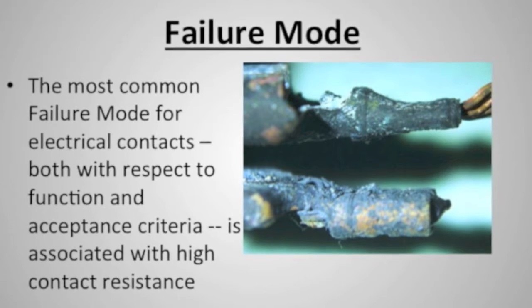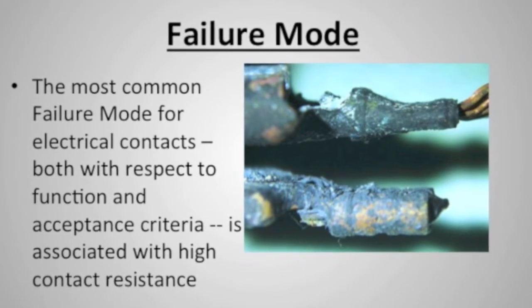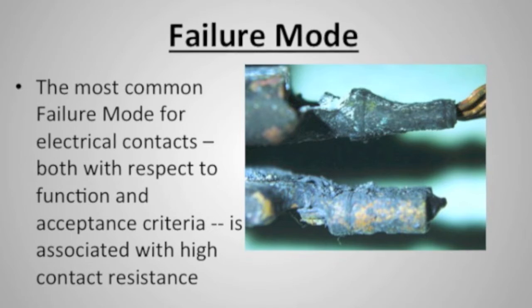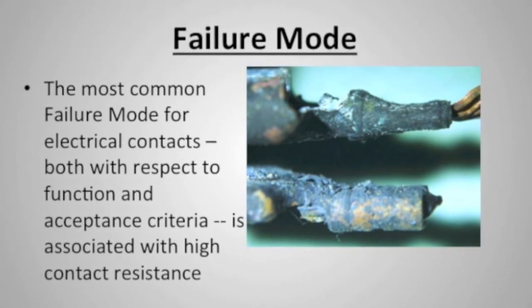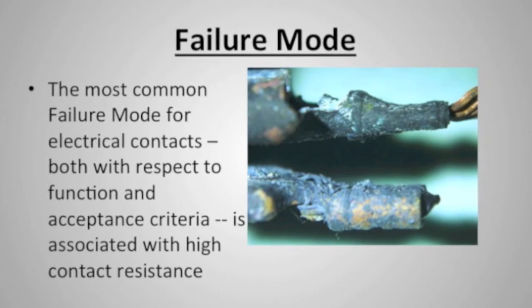This photograph shows a severely charred contact which resulted from very high contact resistance. This is a common failure mode for electric contacts when referring to functionality and acceptance criteria.